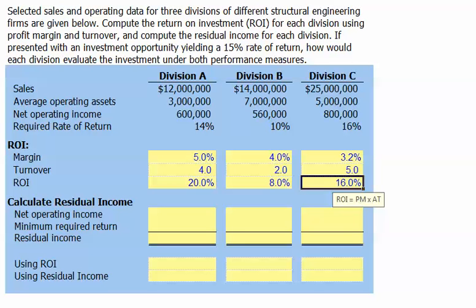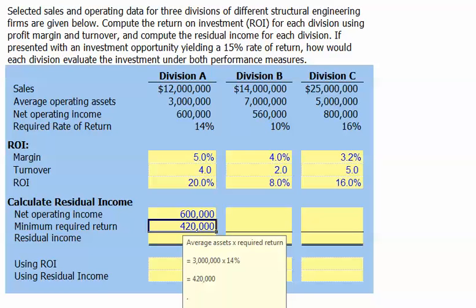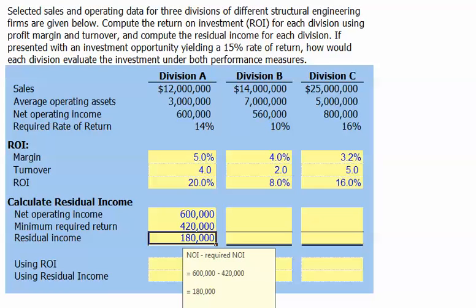Residual income, recall, is the difference between the division's net operating income and its minimum required return. We were told Division A has a net operating income of $600,000. Its minimum required return is $420,000, which we find by multiplying its average operating assets of $3 million by its 14% required rate of return. When we subtract its minimum required return from its net operating income, we arrive at a residual income of $180,000.